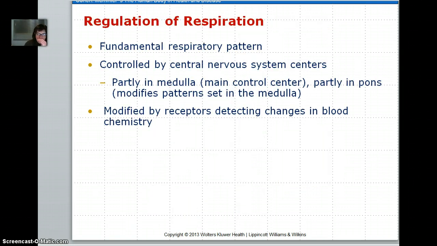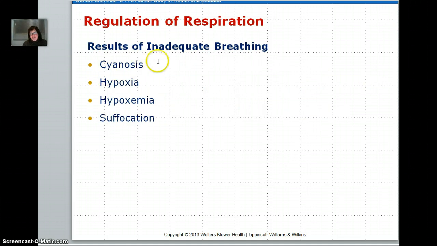When it comes to respiratory diseases, you have two types of respiratory diseases. One is the inability to get oxygen in, and the other is the inability to absorb the oxygen. So inadequate breathing, you can have cyanosis. Cyan is blue. This is the blue baby. Hypoxia, which is low oxygen. Hypoxemia, and suffocation, which is death of the cells.